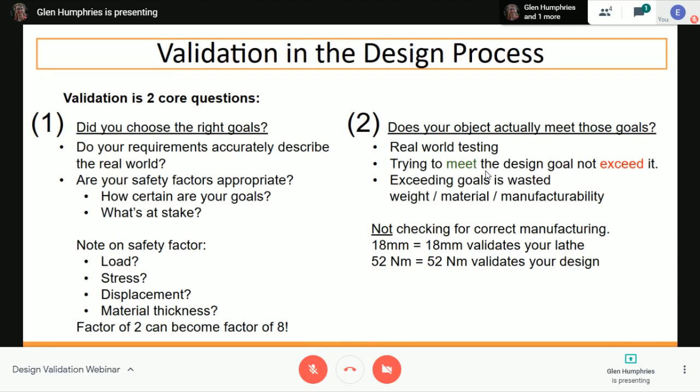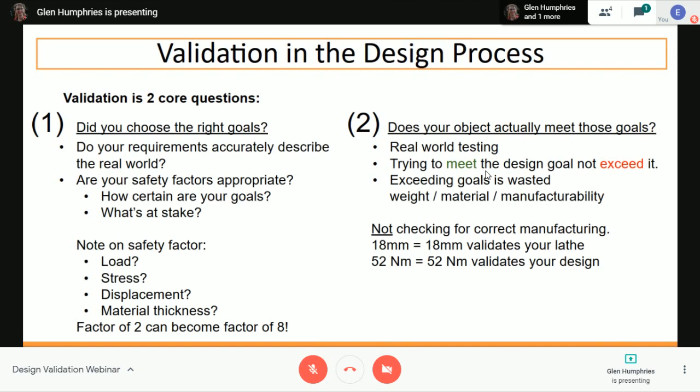But suddenly designing other things like drive shafts, what diameter should they be? Knowing whether your design figure of say 400 Newton meters is actually an accurate representation of what the part is going to be doing in the real world is quite difficult to define. It's quite difficult to ascertain. So that's one of the big questions that we're looking for in validation. Did you choose the right goals? How do you know that you've got the right goals? Where did you get those numbers from?